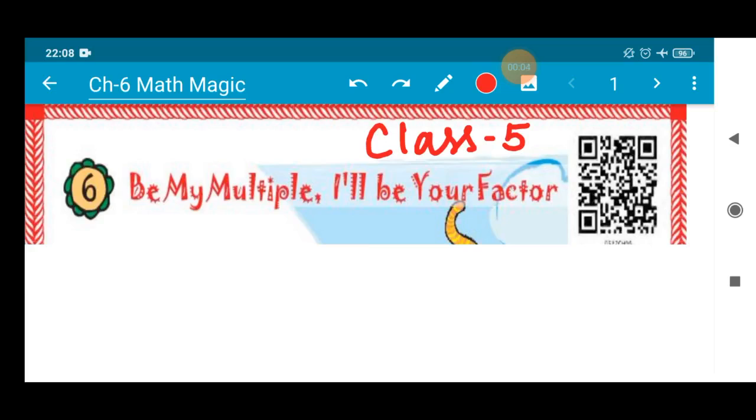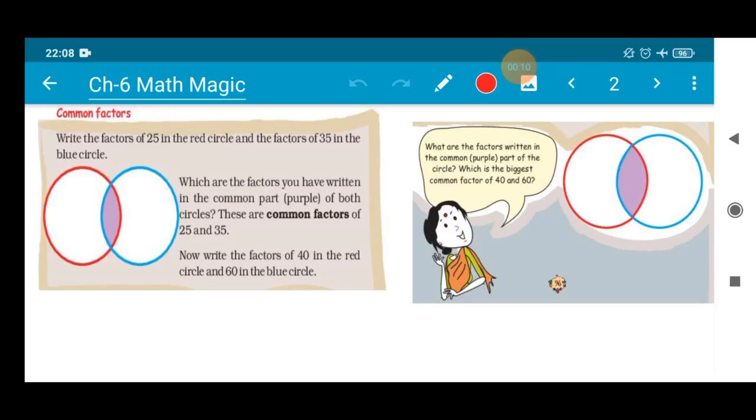So you all know that we are doing chapter number 6, Be My Multiple, I'll Be Your Factor, right? So in today's session, we are going to do from page number 96. The topic is common factors, which is very much familiar to you all. Common factors, right? Write the factors of 25 in the red circle here and the factors of 35 in the blue circle.